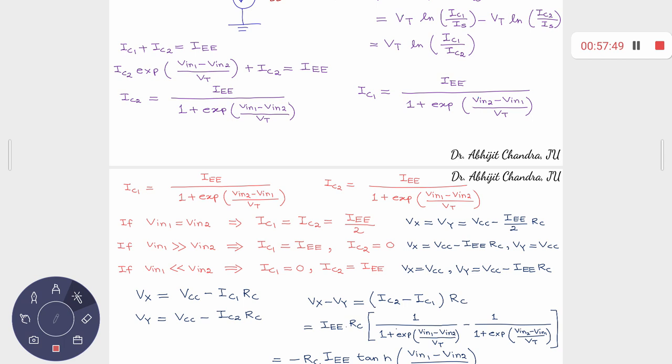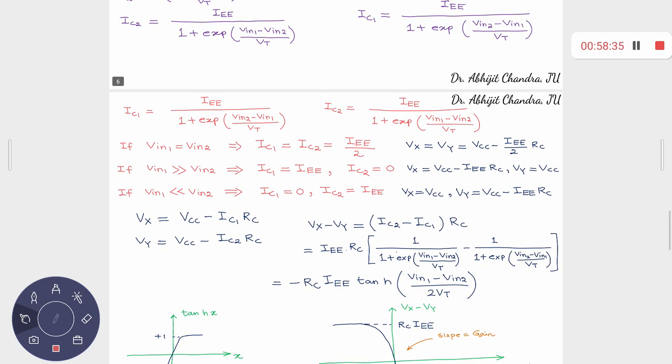Then we are in the process of calculating Vx minus Vy, because that is my ultimate output, the differential output. What is Vx minus Vy? You know the expression for Vx: Vx is equal to VCC minus IC1 times RC, and Vy is equal to VCC minus IC2 times RC. So therefore, Vx minus Vy is nothing but IC2 minus IC1 times RC. So already you have got the expression for IC2 and IC1.